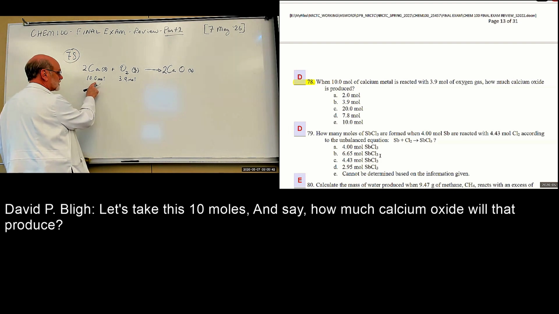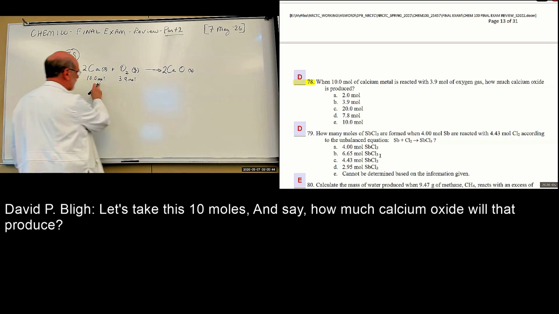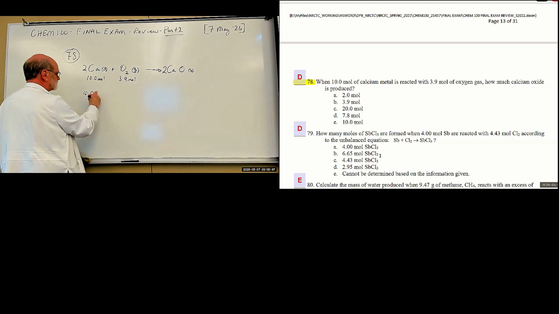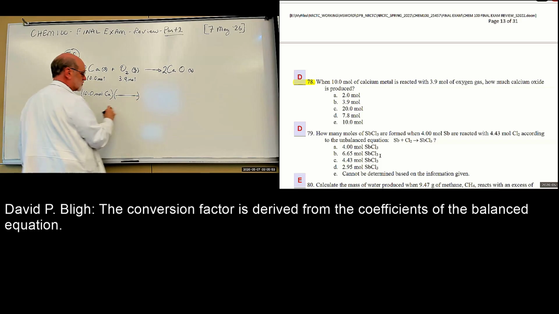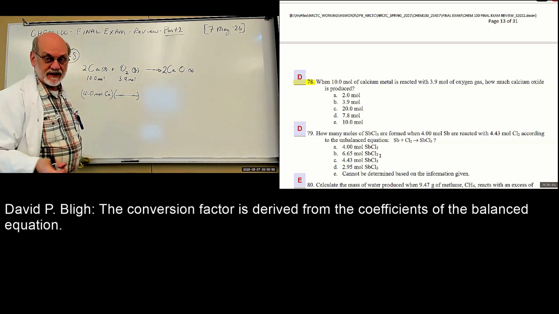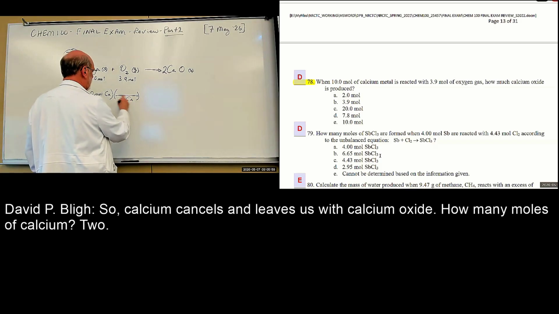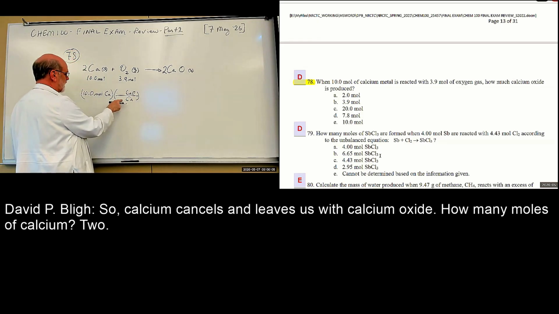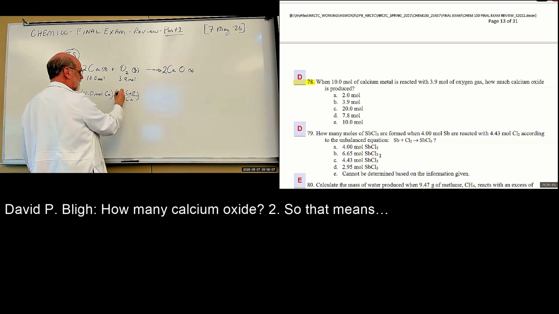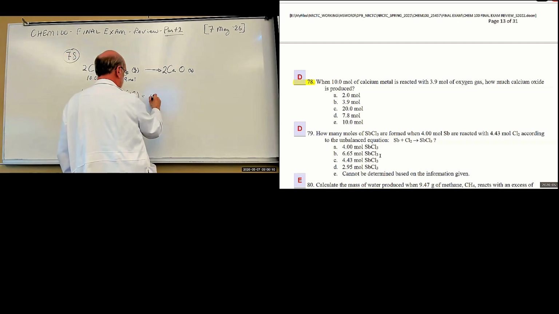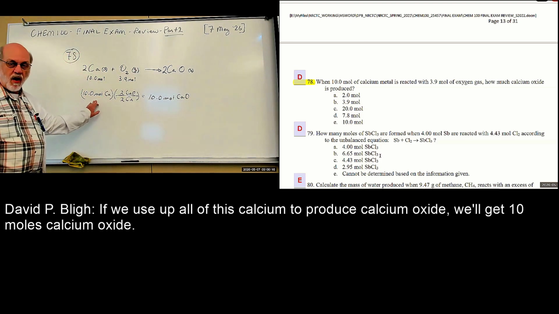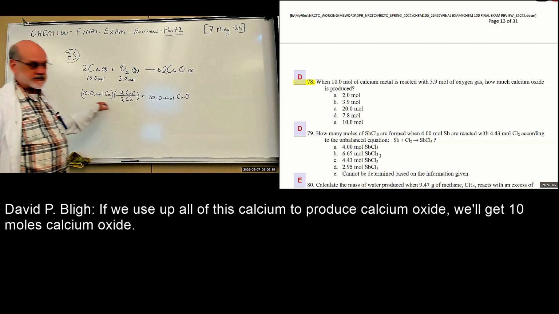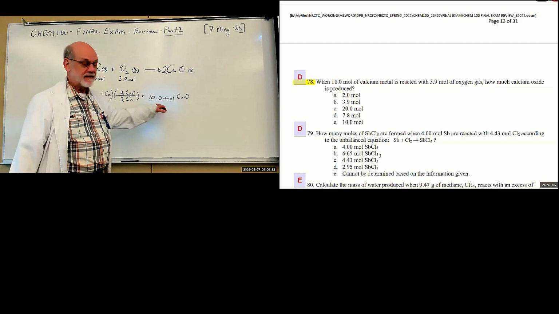Let's take this 10 moles and say how much calcium oxide will that produce? The conversion factor is derived from the coefficients of the balanced equation. So calcium cancels and leaves us with calcium oxide. How many moles of calcium? 2. How many calcium oxide? 2. So that means if we use up all of this calcium to produce calcium oxide, we'll get 10 moles of calcium oxide.